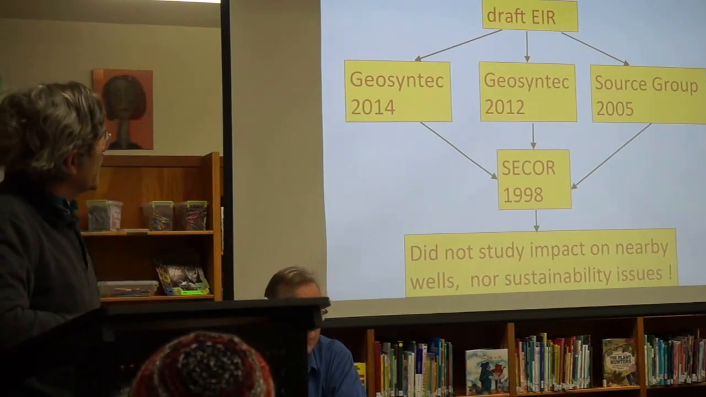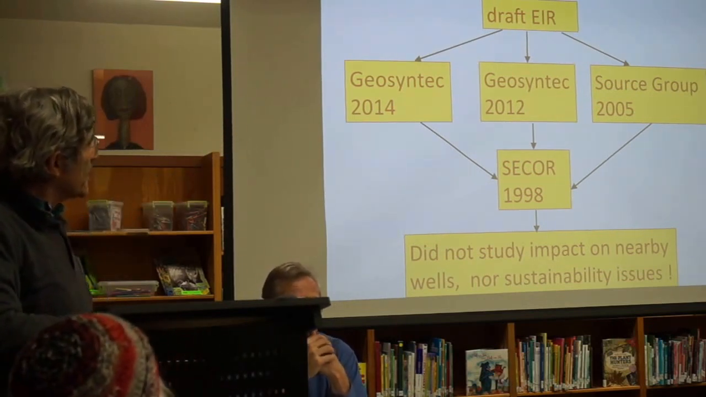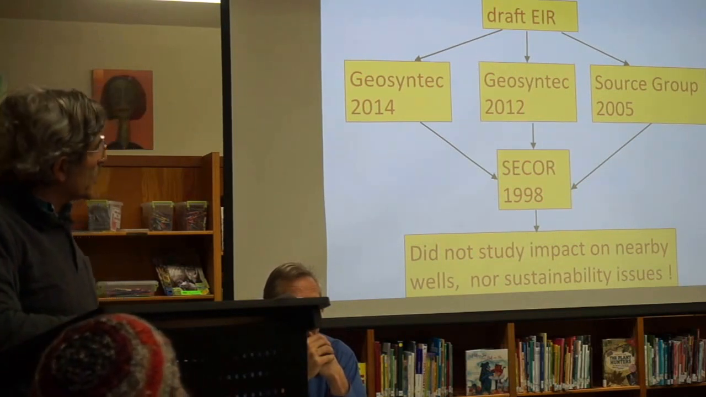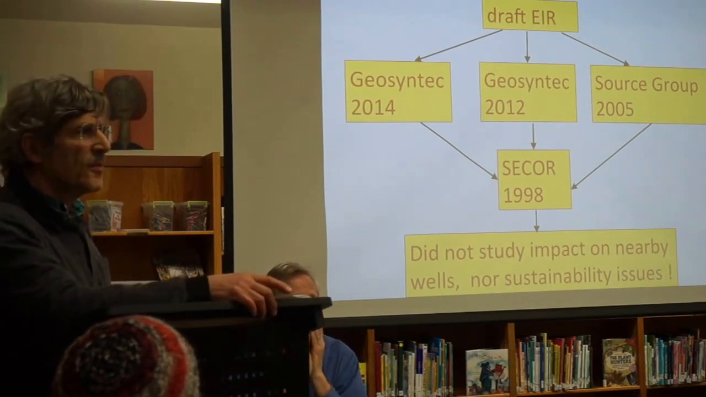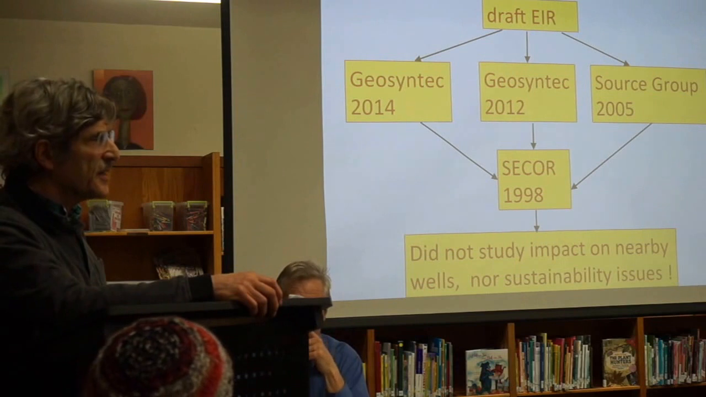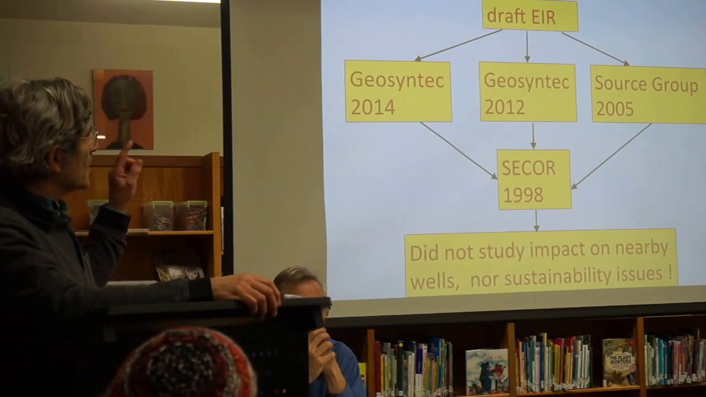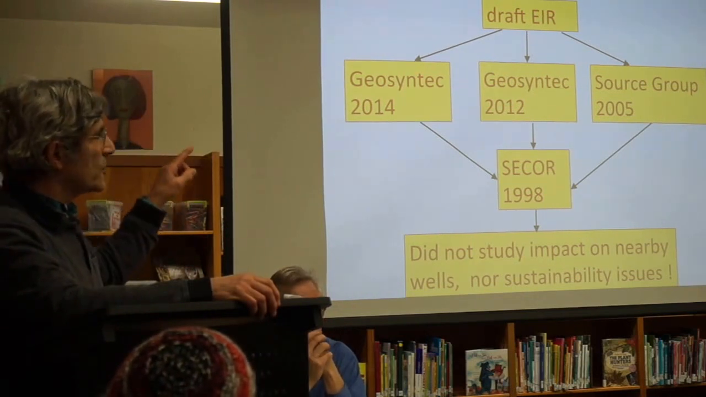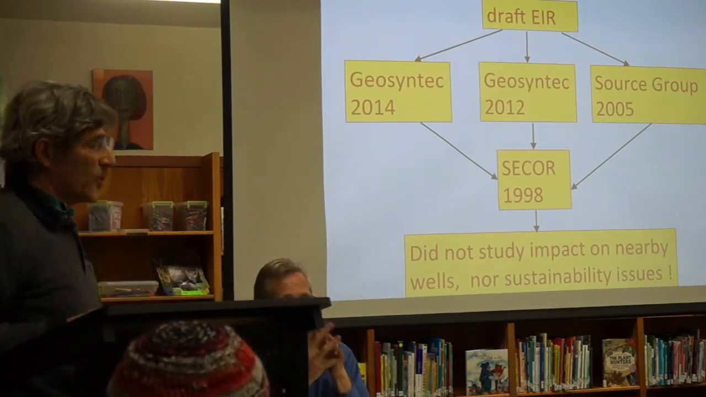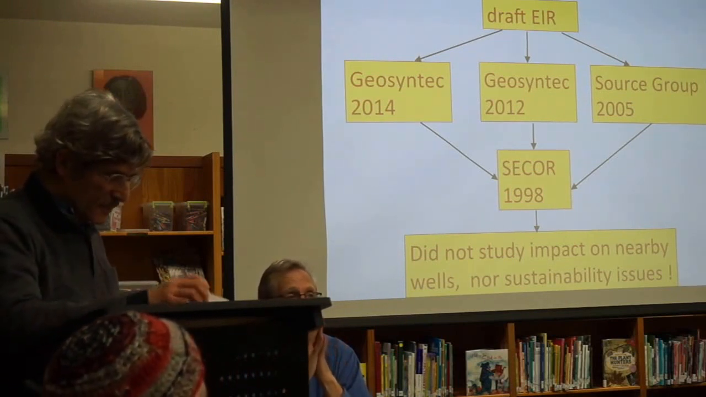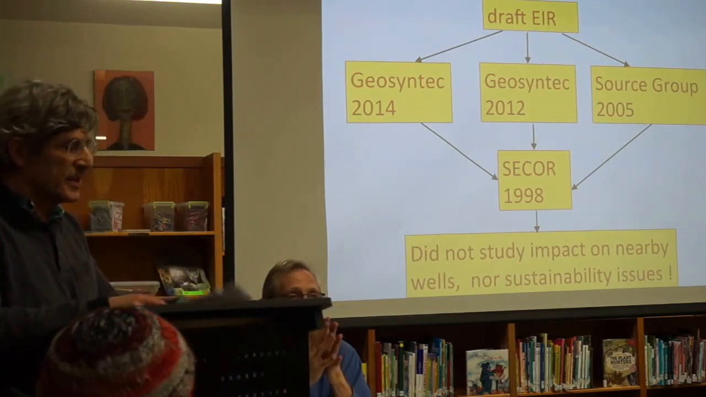So what we have is the draft EIR at the top. It refers to 3 studies, the Geosyntec reports of 2014 and 2012, and a report by the Source Group of 2005, but those have very little relevant geological data to answer the questions that we're asking. So they refer to the Siskiyou reports. The Siskiyou is what everything stands on. The Siskiyou report is secret. It's never been released despite requests, still secret.